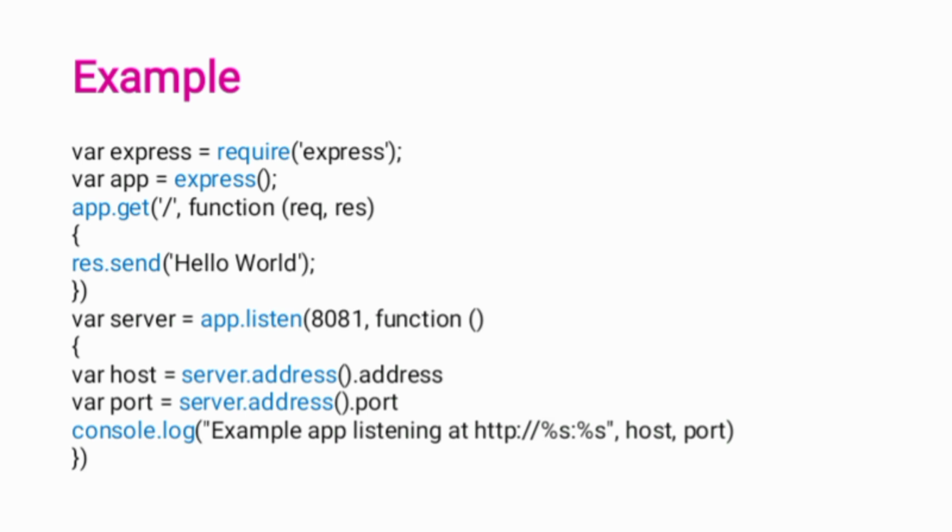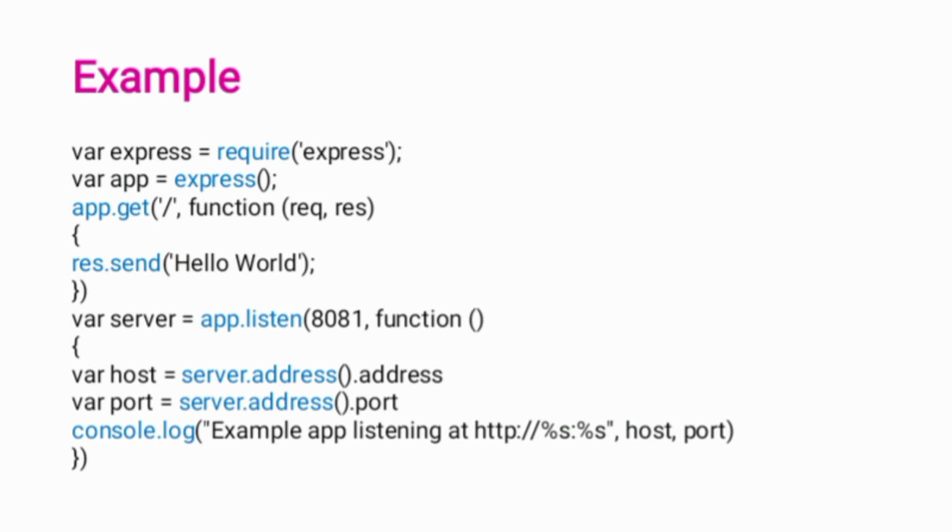And in the third line, app.get method is given. This code defines a route for the HTTP GET method at the root URL. When a client makes a GET request to the root URL, the server responds by sending the string hello world back to the client. In the fourth line, where server equal to app.listen is given.